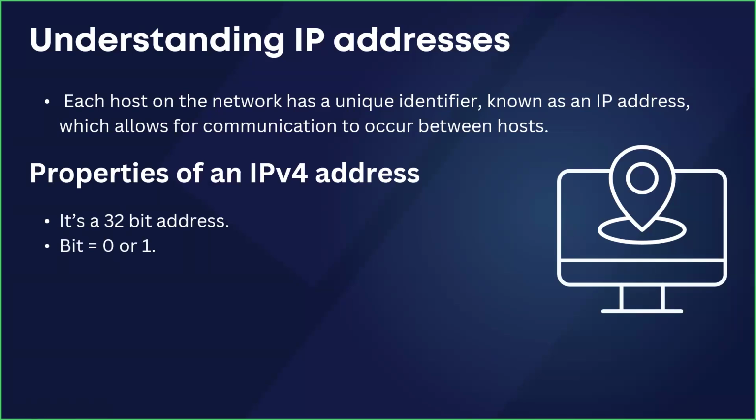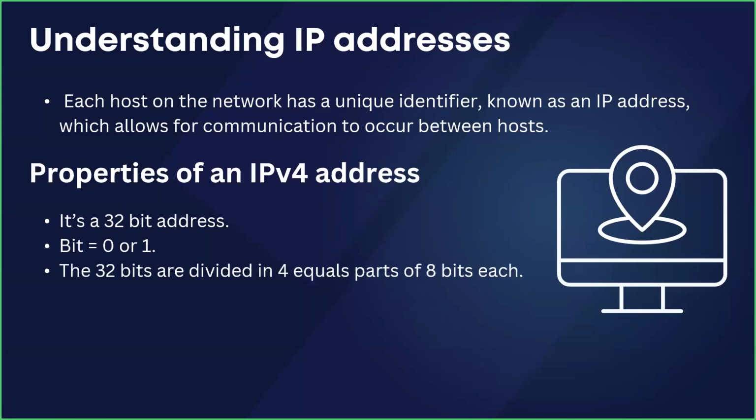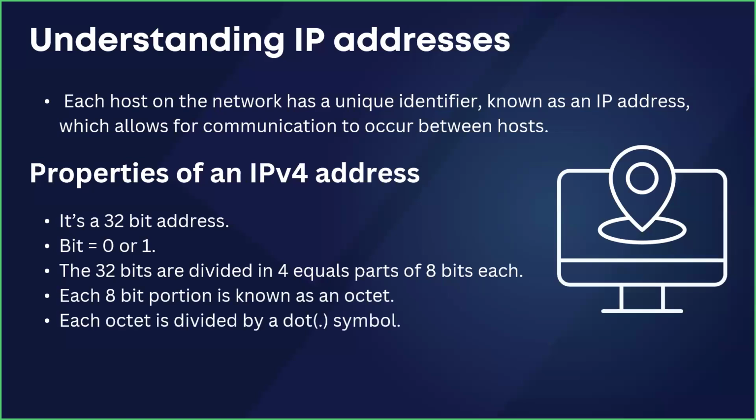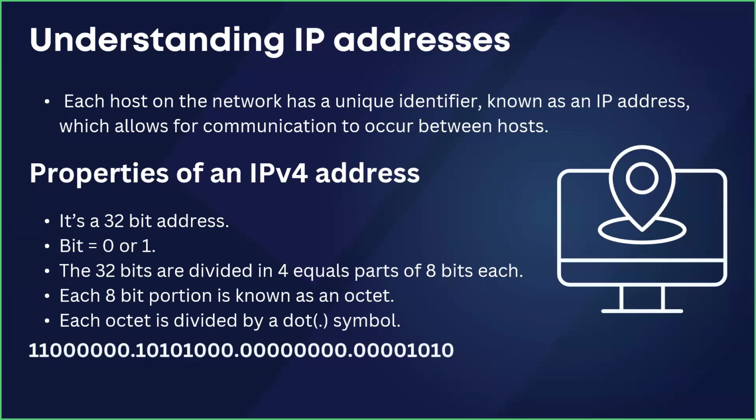Each bit is either equal to the value of 0 or the value of 1. That's the smallest data that a computer can hold. And your IPv4 address consists of 32 bits. And that entire 32-bit portion is divided into four equal parts of 8 bits each. That 8-bit portion is called an octet. And each octet is separated by a dot symbol. So this is typically what your IPv4 address looks like. As you can see, 8 bits here, then a dot, then 8 bits, then a dot, then 8 bits again, then a dot, and then 8 bits. Eight fours are a 32-bit address.